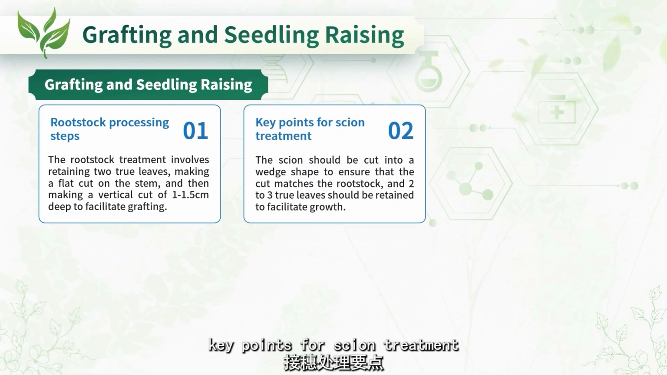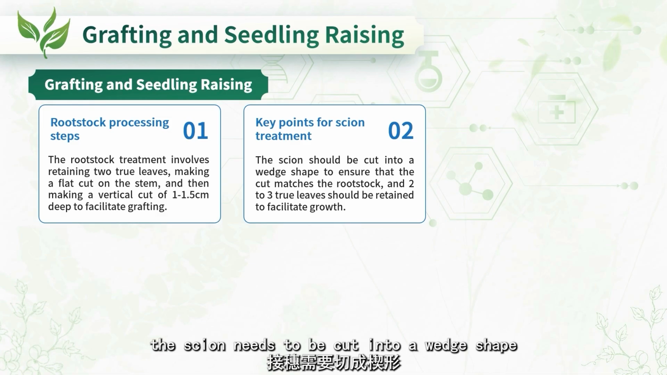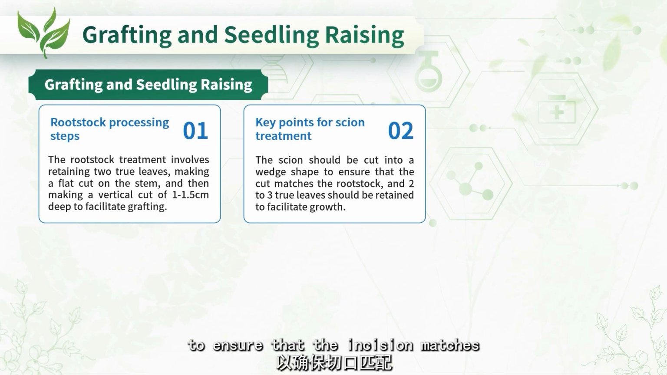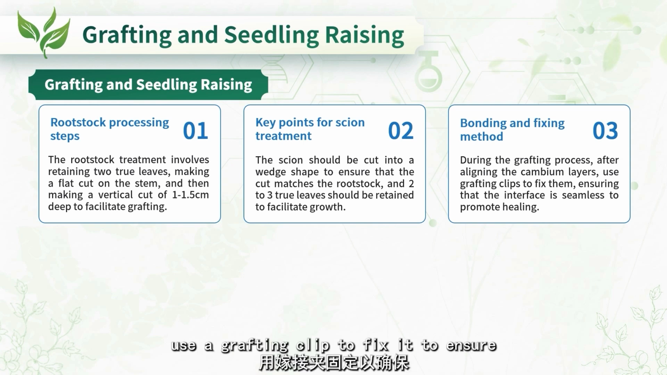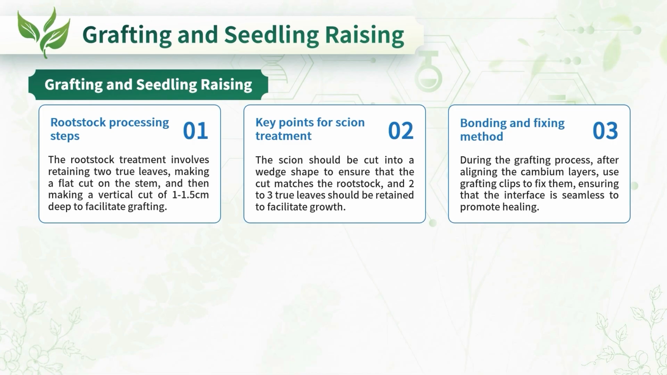Key points for scion treatment. The scion needs to be cut into a wedge shape to ensure that the incision matches the rootstock and retain 2 to 3 true leaves for growth. Bonding and fixing methods. During grafting, after aligning the cambium, use a grafting clip to fix it to ensure that there are no gaps at the interface and promote healing.